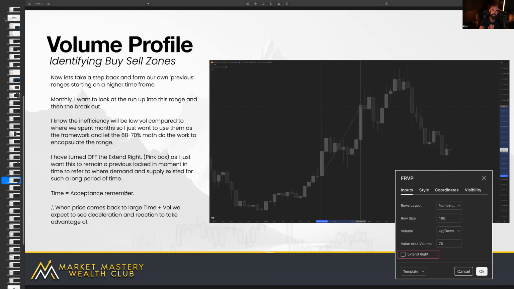So now let's take a step back and form our own previous ranges starting on a higher time frame. So monthly, I want to look at the run up into this range and then the breakout. I know the inefficiency will be low volume, inefficiencies being this one here and this one here, because they move so quickly. Pretty much one-way trading, because they left those sort of imbalances that really got balanced after. As you can see, got rebalanced after.